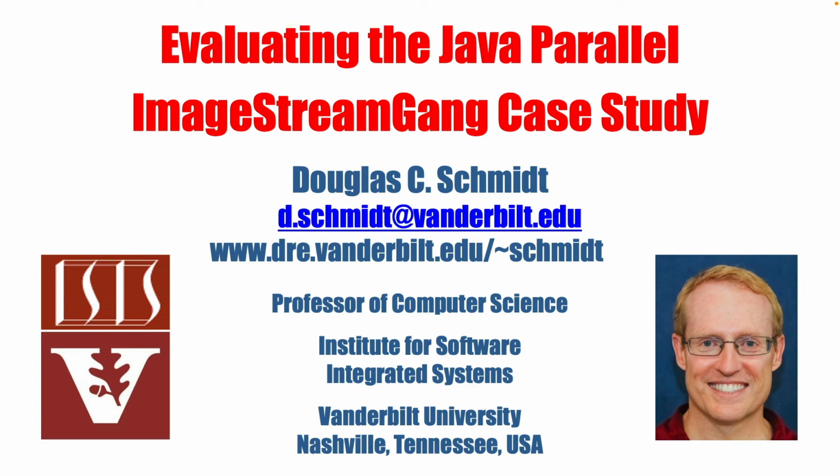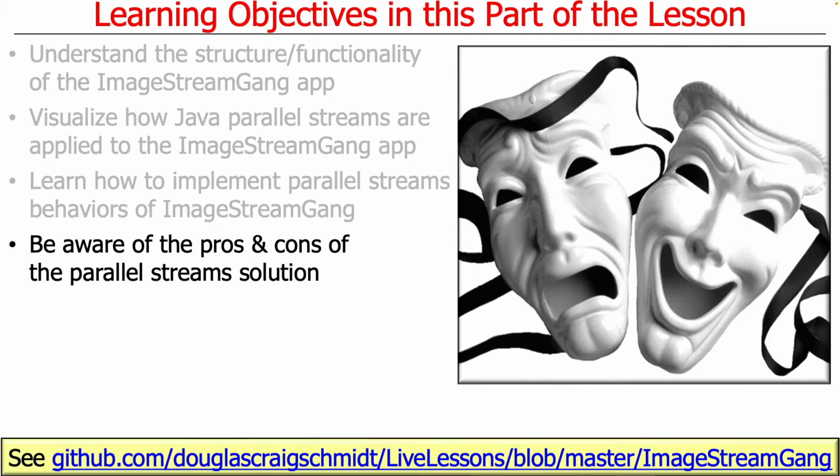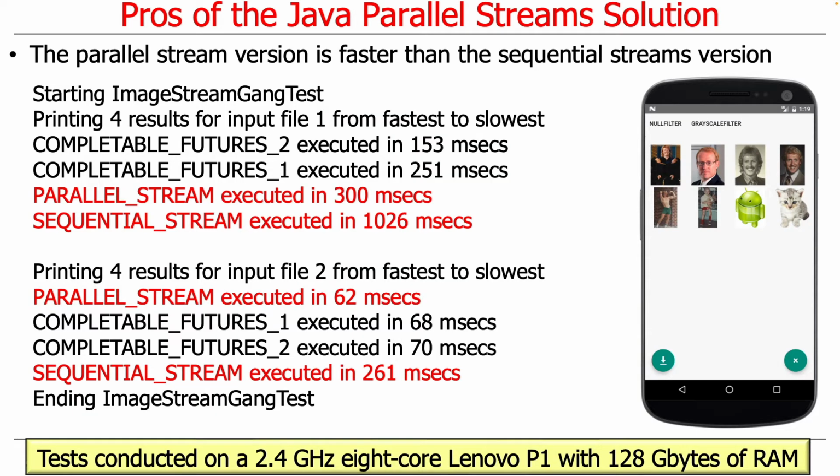Now it's time to step back and evaluate everything we've just gone through. So we'll talk about the pros and cons of this approach using parallel streams. So first thing to note, no big surprise, the parallel streams version is substantially faster than the sequential streams version. Not a big surprise, but it's worth noting.